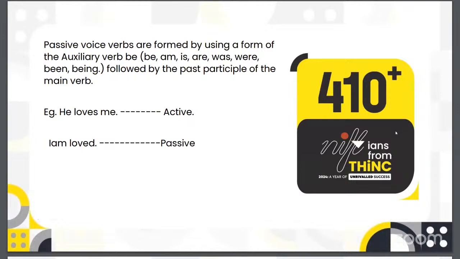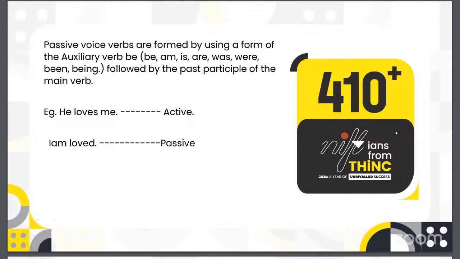Now, passive voice verbs are formed by using a form of the auxiliary verb. Now, what are auxiliary verbs? Auxiliary verbs are also known as helping verbs. In almost all sentences, we have a main verb and an auxiliary verb. The main verb is the action verb in the sentence, the verb which does the action. That is very much needed to make the meaning of the sentence.